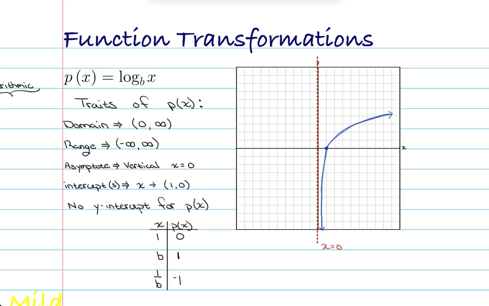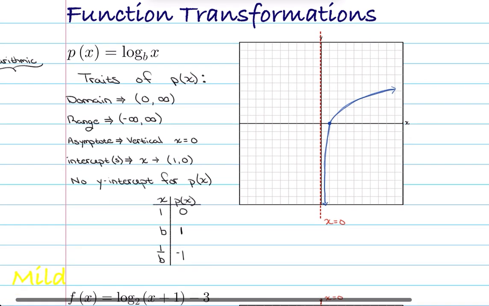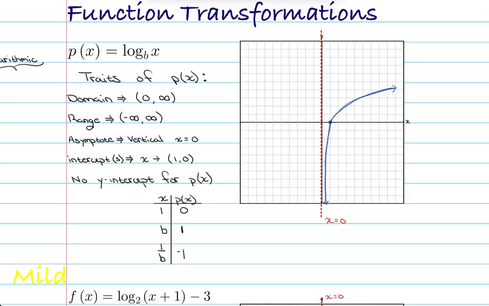If you want some points to keep in mind for your parent function, (1, 0) is your x-intercept. And if you place b, whatever the base is, as your x value, you'll always get out 1. If you do 1 over b, you'll always get out -1. Again, those points can transfer.